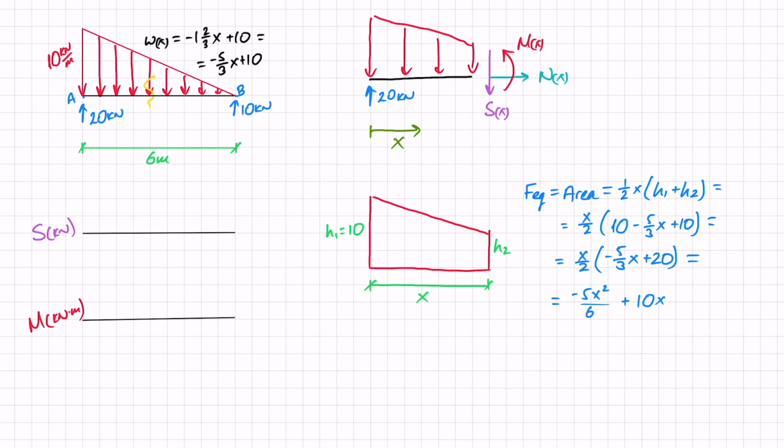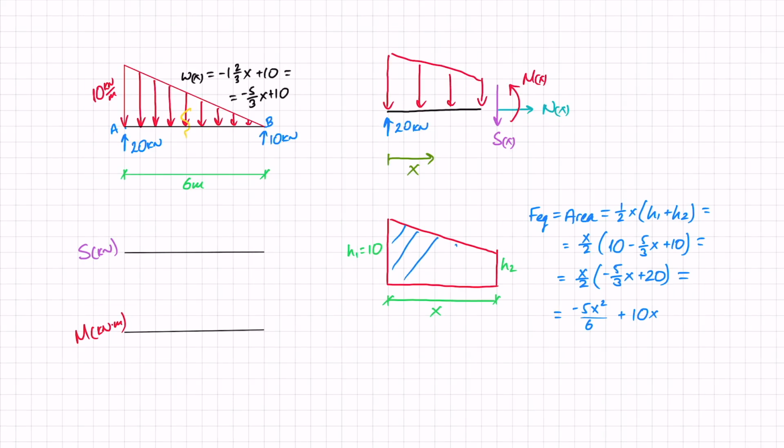And essentially that area is the equivalent force. Now I need to know where to put this. Okay, so what is xc? Where is the centroid of this? The equation for the centroid of a trapezoid is x over 3 times h1 plus 2h2 divided by h1 plus h2.